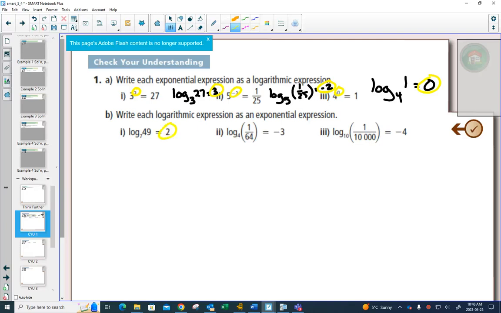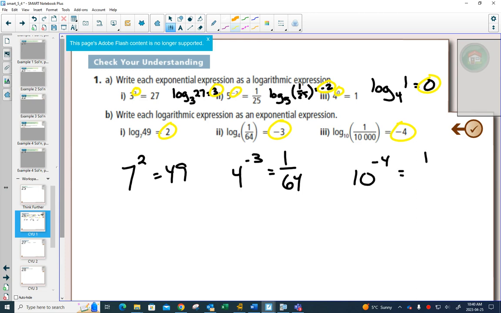Right, so same thing here. These are all what the logarithm solved for. So when I change those to exponential form, the base is the base, 2 is the exponent, 49 is the answer. 4 is the base, -3 is the exponent, 1/64 is the answer. 10 is the base, -4 is the exponent, 1/10,000 is the answer.